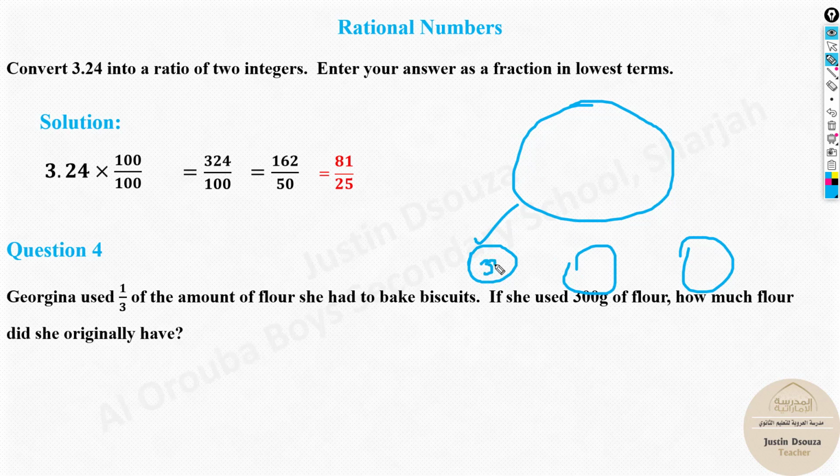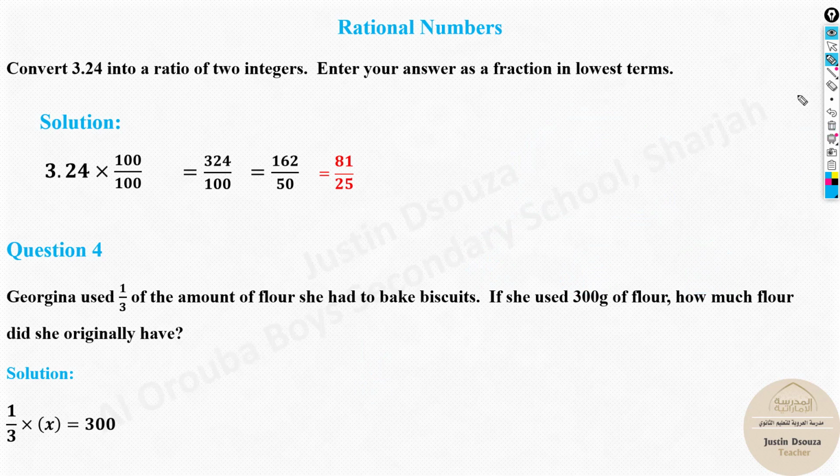If this is 300, there were three parts: 300, 600, 900. You can do it in your mind, or you can do it properly by understanding 1/3 was taken of the original, 1/3 of a big amount. The original is what we are finding, we don't know. So 1/3 of x was equal to 300 grams. So what is the x value? Take this 3 to the other side, it will be 900 grams. x is 900.